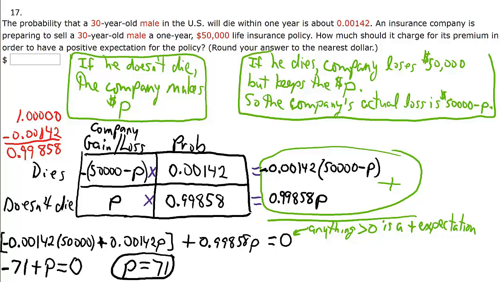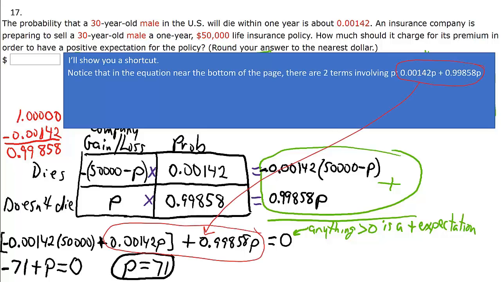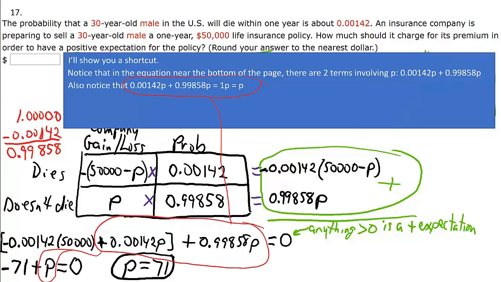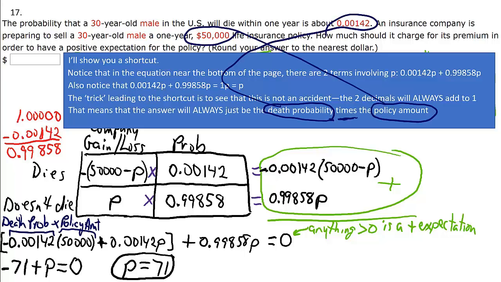There is a way to avoid all that algebra if you would like to, and that comes with noticing something. My so-called shortcut comes from noticing that down below, when I added 0.00142 and 0.99858, it added up to exactly 1, which gave me a 1P, or just P. That was not a coincidence. So that's my shortcut. It always happens. It's not a coincidence. So what that tells me is, since those two numbers always add up to 1, I just got to figure out how that 71 came in, or that negative 71.